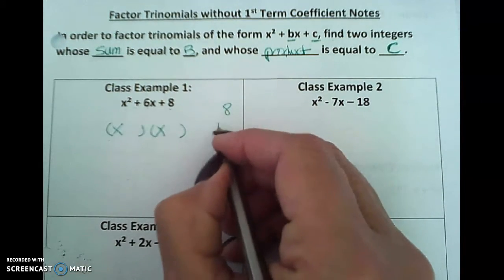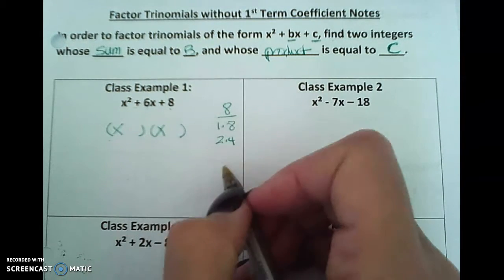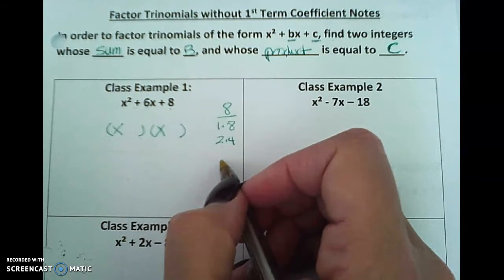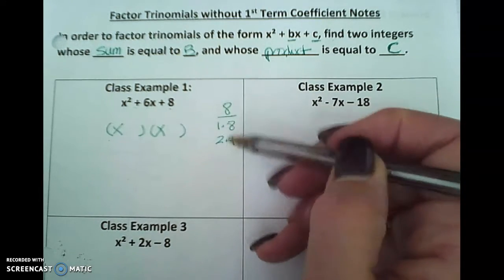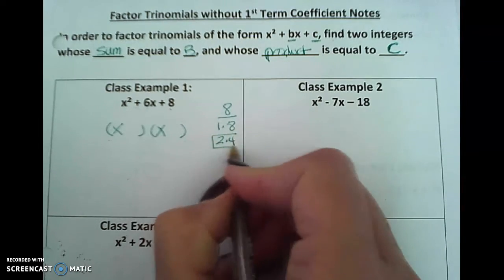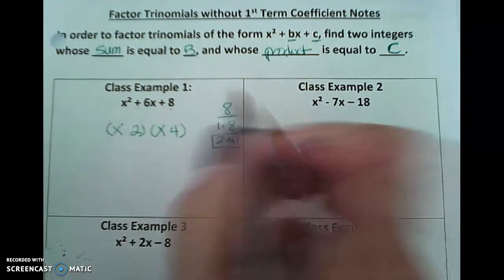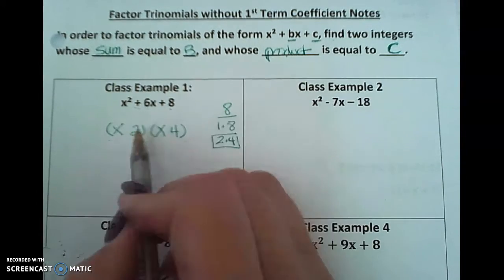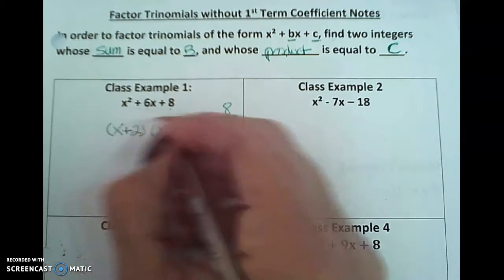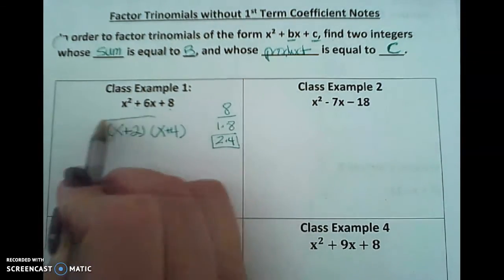Now, what is going to multiply to be 8 and add to be 6? I realize some of you can do that in your head. Others may need to see the factors, and then as they get bigger, you're going to need to see the factors. So here's the factors of 8. Which factor pair adds to be 6? 2 and 4. And again, these multiply to be a positive 8, and they add to be a positive 6, so positive 2 and positive 4 are our numbers. And then this is our answer.